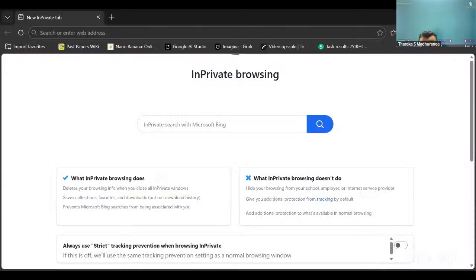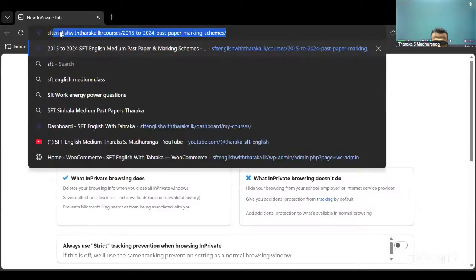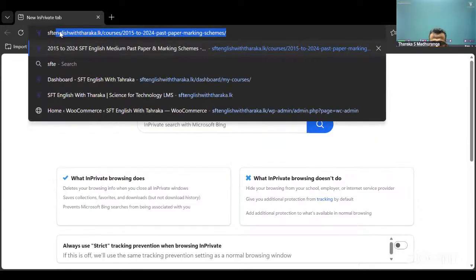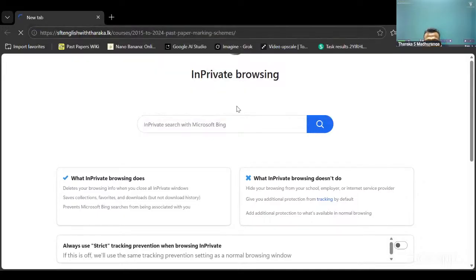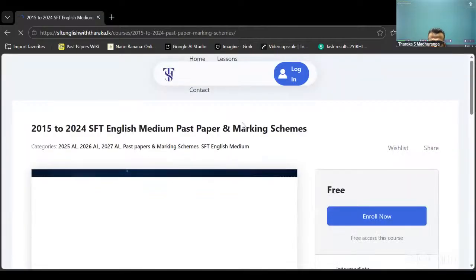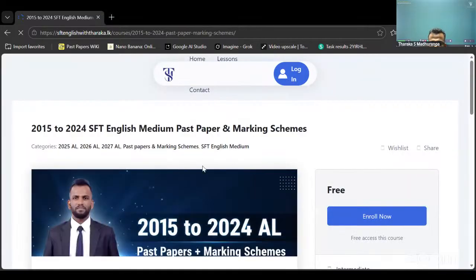Okay, you can open your browser, Chrome or whatever browser. Then you can type SFT English with Tharaka.lk. Okay, can you see this, my desktop? Yes, right? Okay, now you can click enter. And now I already log in.